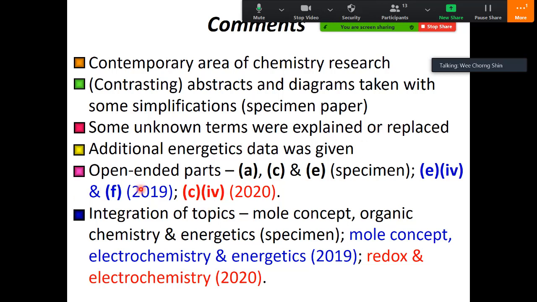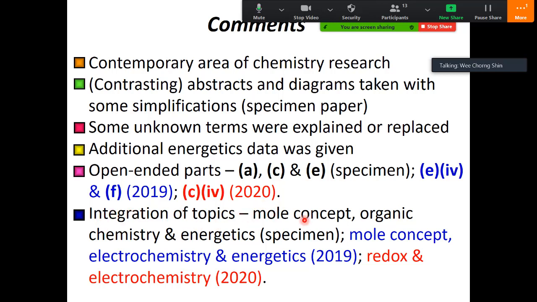Again, in my own opinion, I've picked out the open-ended parts from the specimen paper as well as the 2019 and 2020 papers. So they tend to ask more open-ended kinds of questions, really to test the students on comprehension skills, or maybe they just want to see what the students think about contemporary issues.